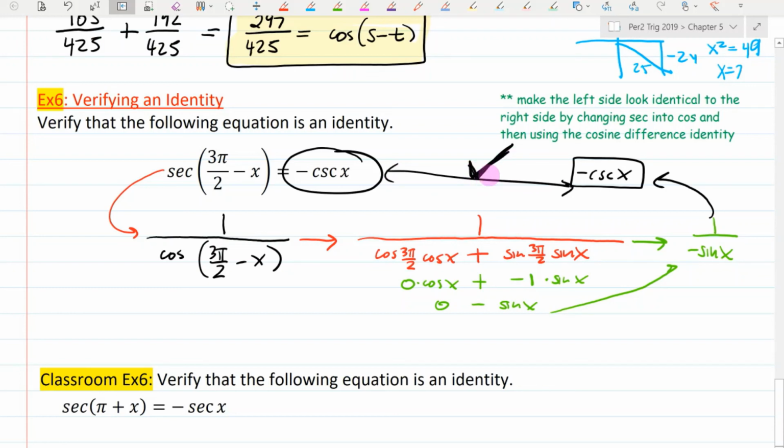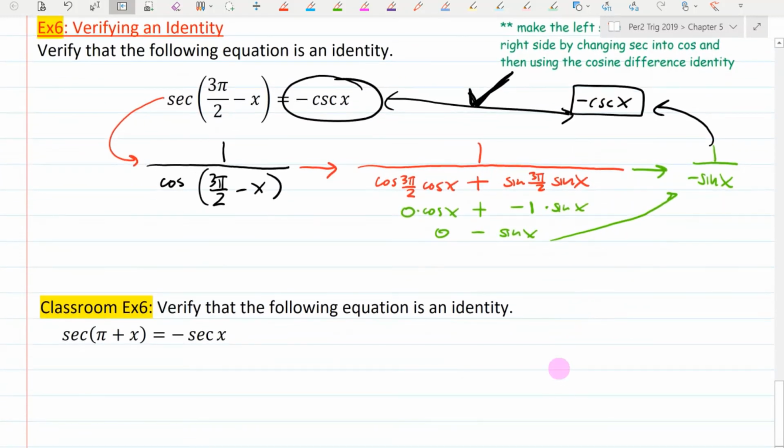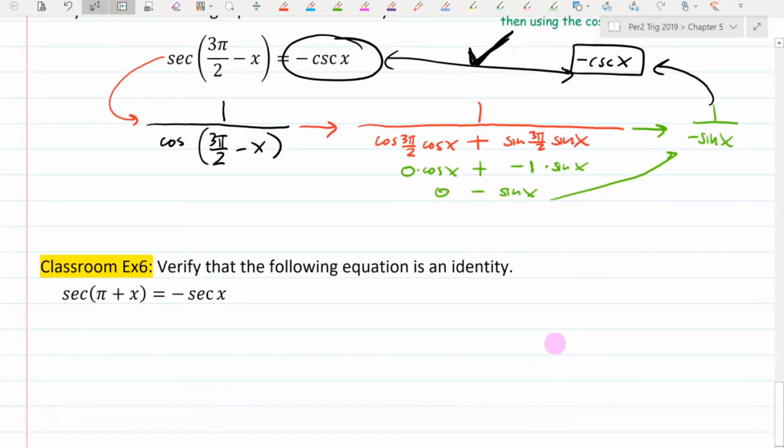It's the last problem. Don't worry. We'll do a ton of practice on this stuff. Okay? All right. So hopefully you're finished with that by now.